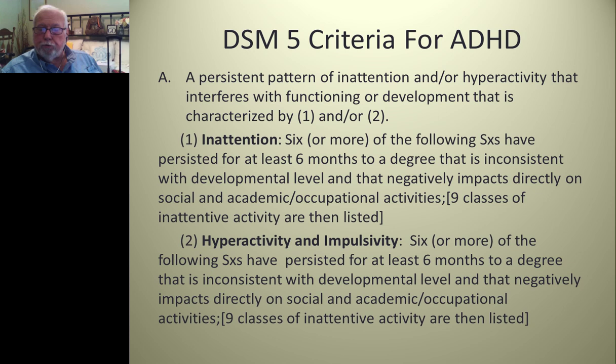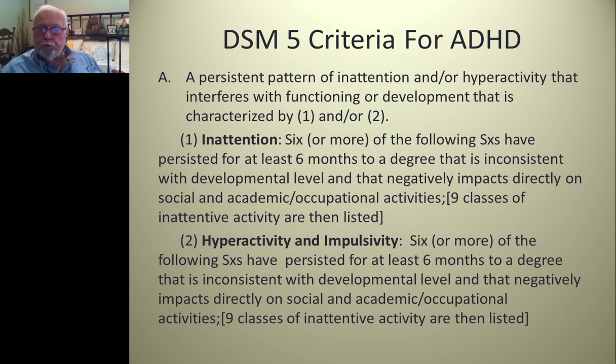So the DSM-5 tells us that ADHD is a persistent pattern of inattention and/or hyperactivity that interferes with functioning or development. And that's important. It must interfere with functioning or development. That's characterized by inattention, and it says that 6 or more of the following symptoms have persisted for at least 6 months to a degree that is inconsistent with developmental level. And that's new, by the way. They used to ignore developmental level in that, and that negatively impacts directly on social and academic or occupational activities.